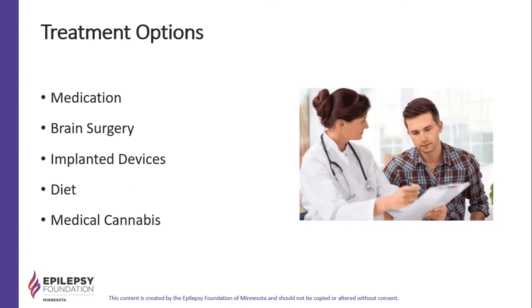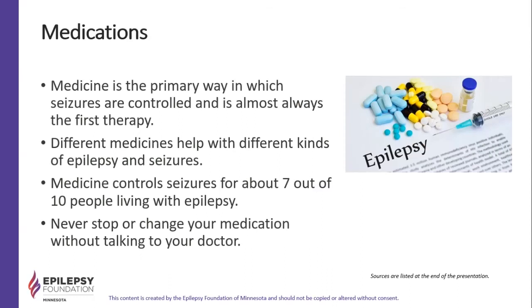The number one treatment option is medication. There are other options: brain surgery, implant devices, diet, and medical cannabis. With medications, we know it's the primary way for seizures to become controlled, and that about 7 out of 10, or 70%, of people with epilepsy will get control with medication. We also know that medications should not be stopped abruptly because of the impact it might have on the medication level in the blood. So really talking to doctors if you're changing doses or if you want to come off of medication is key.